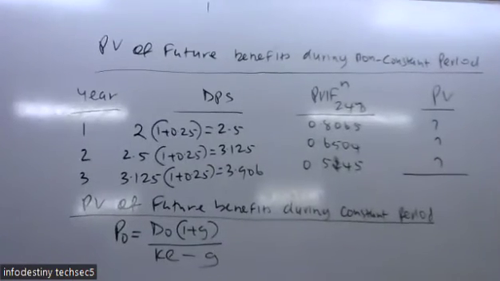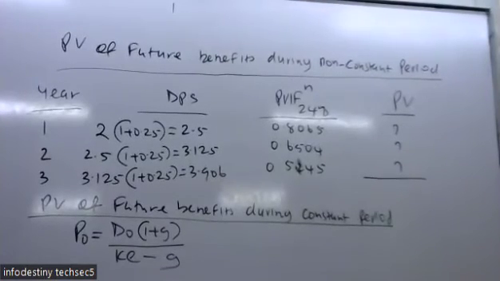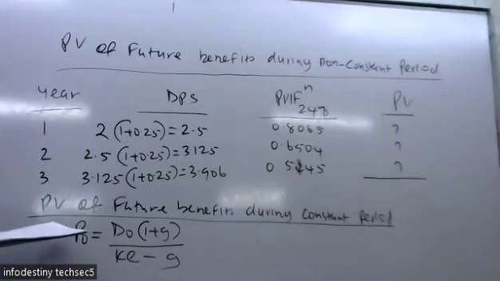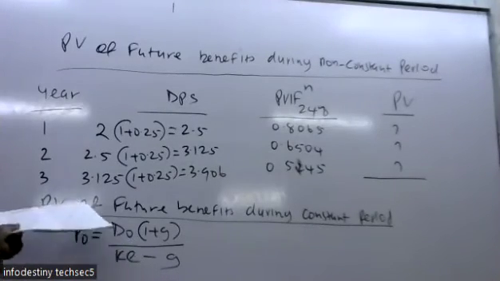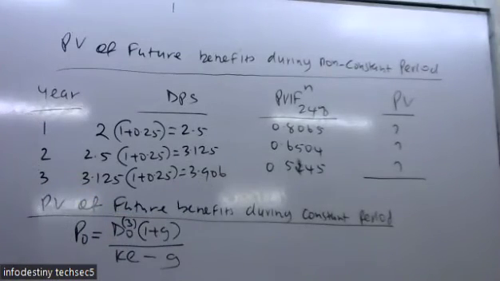So during the constant period, the formula is that our P0 should be equal to D0 times (1 plus g) divided by (Ke minus g). Our last dividend we calculated was in year 3, so the next one will be year 4. That means our D0 will be the dividend in year 3, because we are now thereafter. Thereafter, year 0 is year 3.